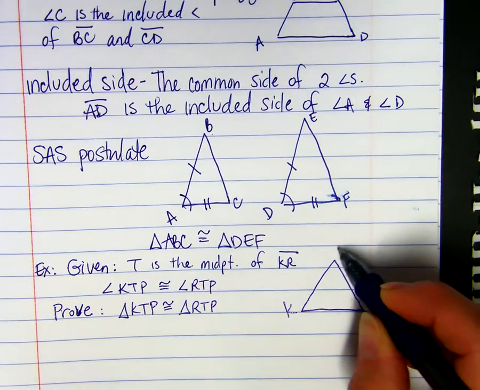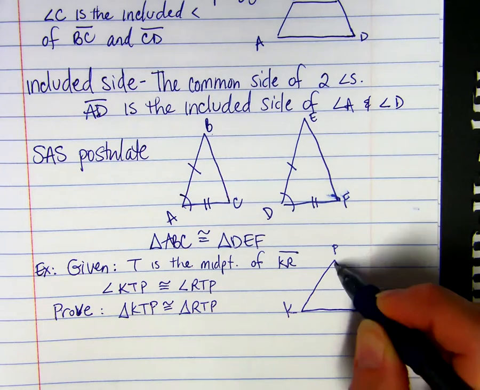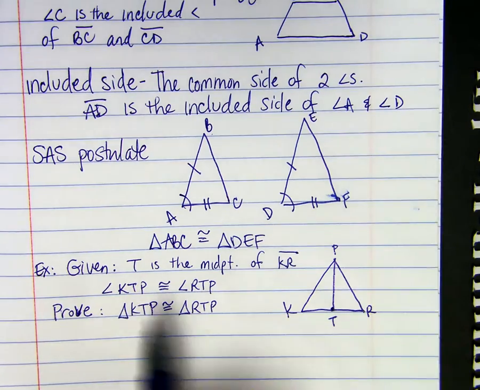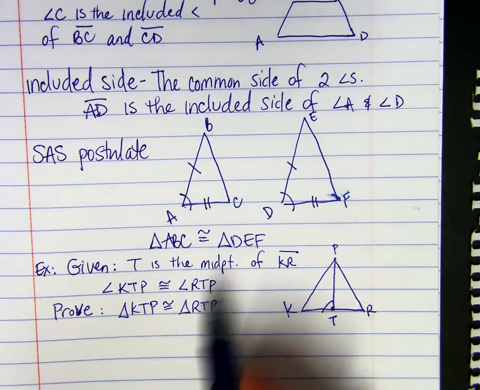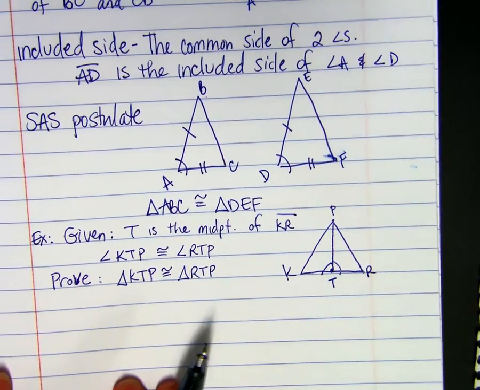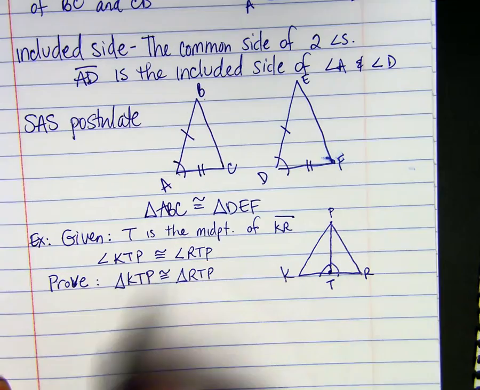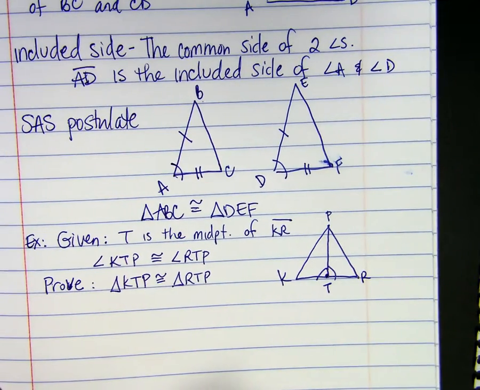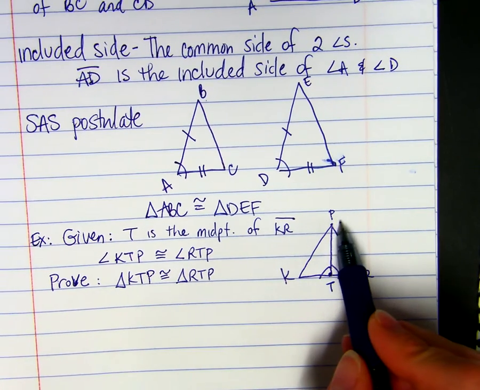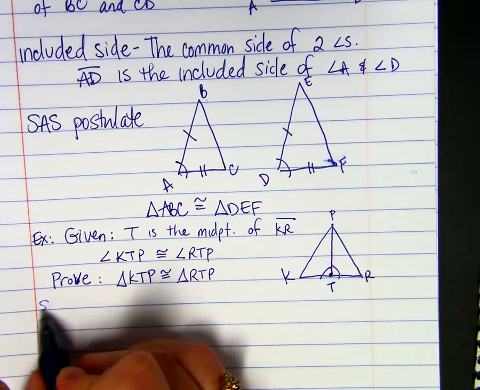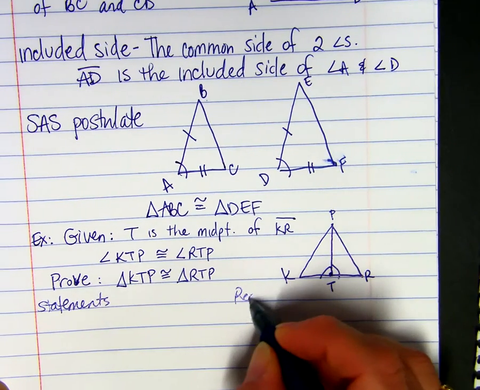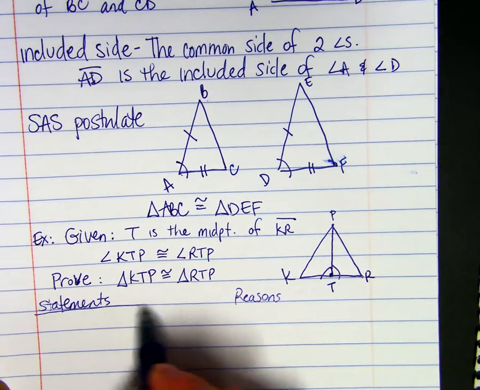So we have KPR, we have T, that's the midpoint. KTP is congruent to RTP. So we want to prove that the two triangles are congruent. So we have statements, reasons. We'll start with the given.